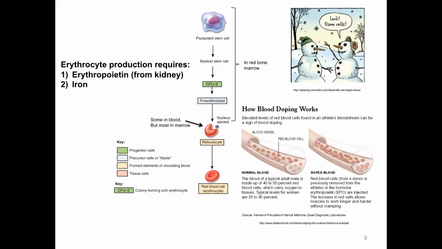I mentioned in class one way to go around this. A lot of athletes will do something called altitude training. At higher altitude, up in the mountains, there's a lower oxygen level in the atmosphere. So your body will naturally, with time, make more red blood cells without doing any of this doping business.